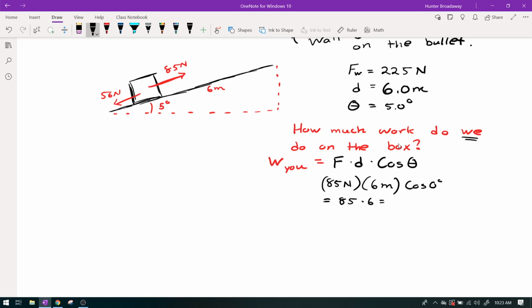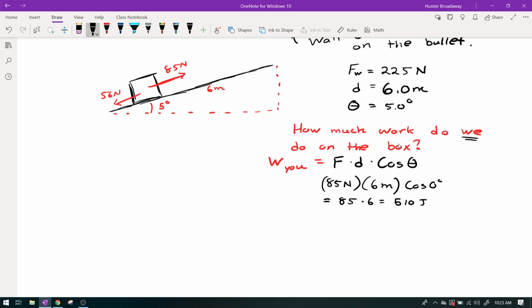85 times 6 gives you 510 newton meters. Why don't we call that 510 joules? Okay, so 510 joules. Everybody okay with that? All right, part B.